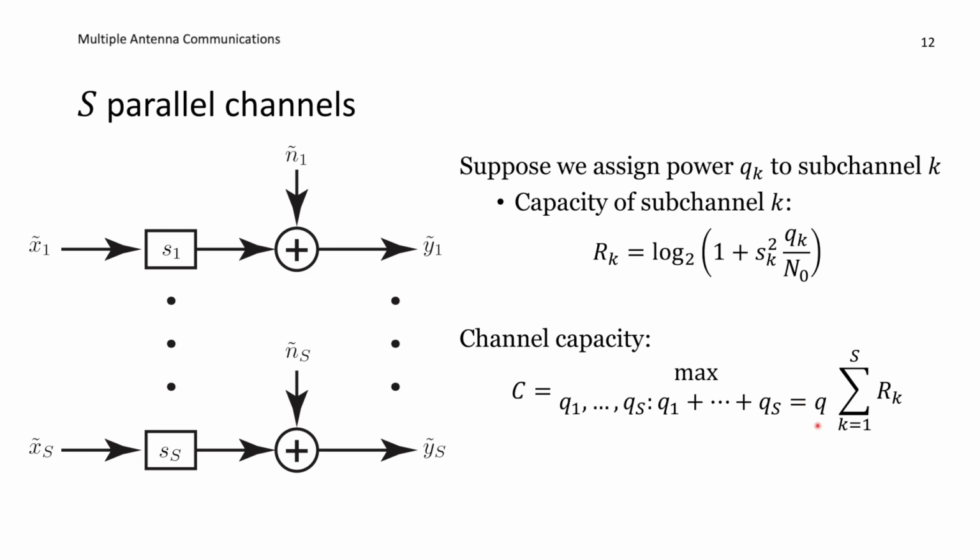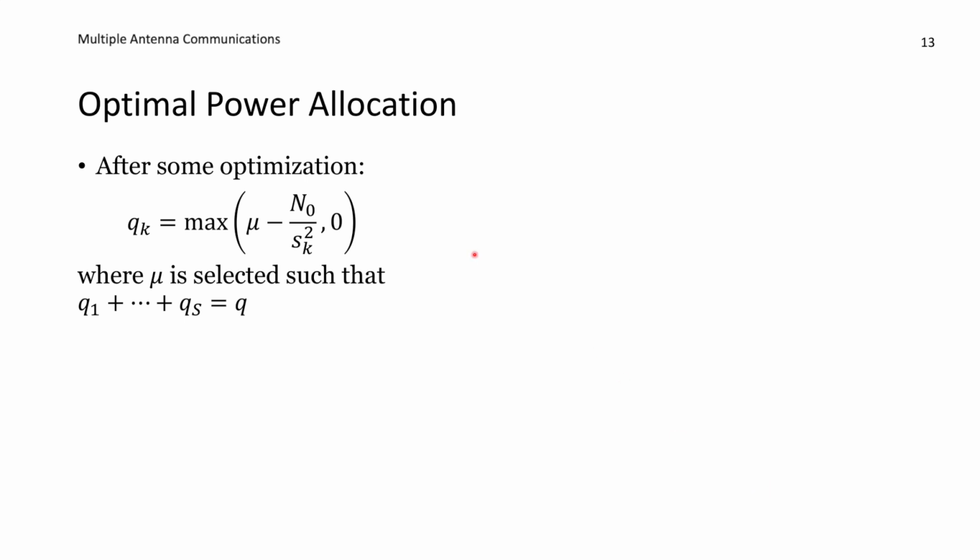This is a so-called optimization problem, and I will not in this video go into details on how we compute the optimal policy of how to allocate the power between the subchannels, but instead I will present the result. The optimal power allocation is like this. After solving this optimization problem, Qk, which is the power that we assign to subchannel k, is going to be the maximum of two numbers. Either 0, because we can never transmit with less energy than 0, or this number here, which contains mu, which is a parameter that we need to select, and then we have N0 divided by sk squared, which is something that we're subtracting.